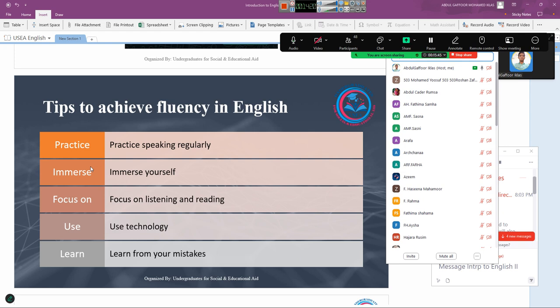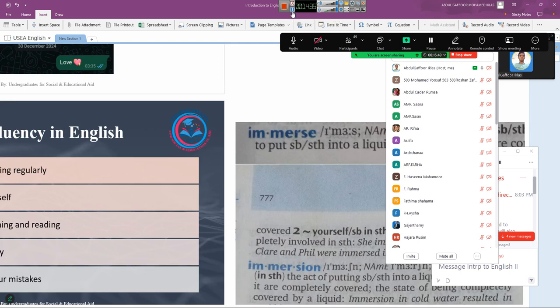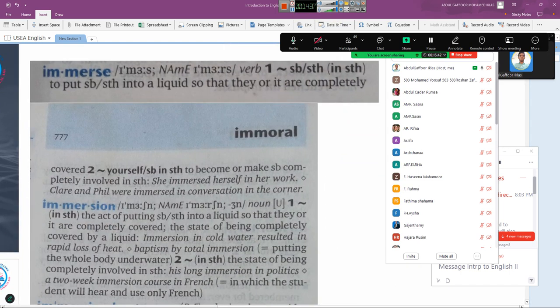Okay, so this is the next page. This is how we are going to study. Immersion heater also we can study. Now you can see the word immerse. This is the photograph that I have taken from the dictionary. Do you see the same description in your dictionary also?